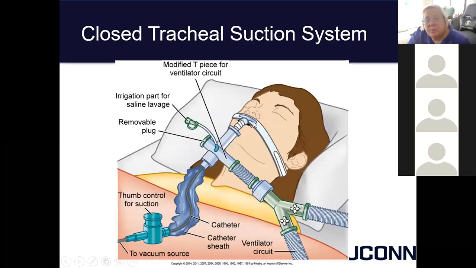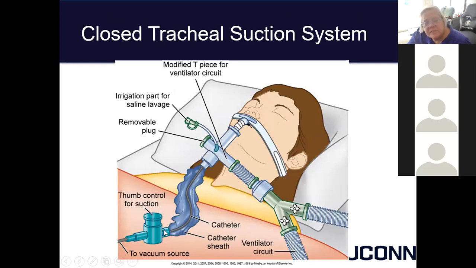So here's your patient with your endotracheal tube. Your mechanical ventilator tubings are set up. And right here is a closed suction setup. So there's a suction catheter. It's surrounded by a plastic sleeve like a plastic bag.